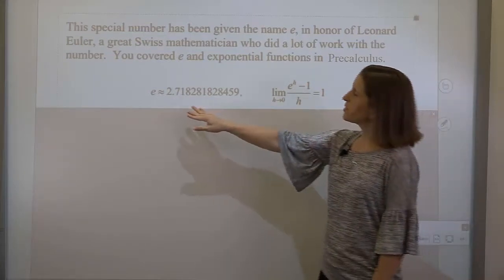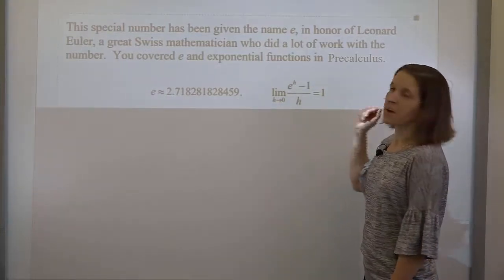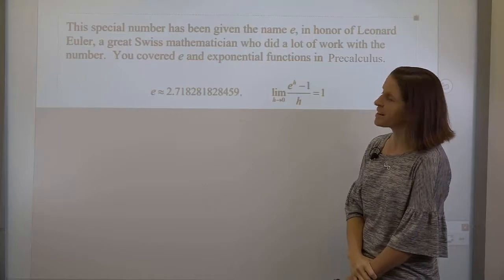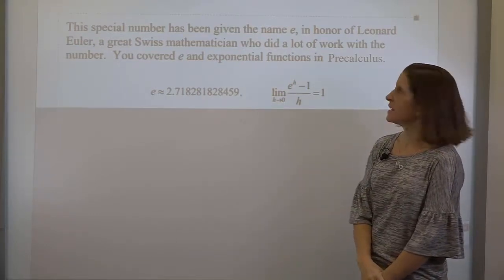So you've probably dealt with e at some point in past math or science classes, and it does go on forever, right? This is just an approximation. So it's like pi. It has its own symbol, but it keeps on going, a non-terminating decimal.